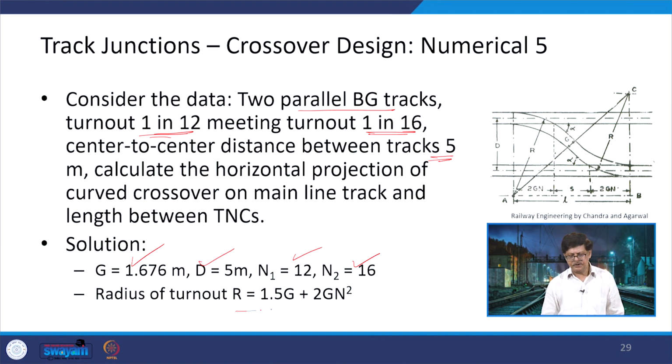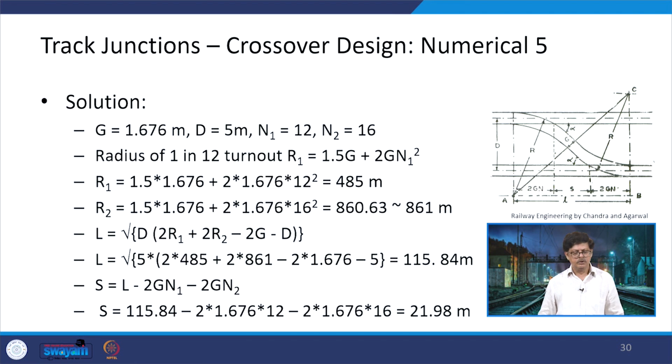Now we have to calculate the radius of the turnout. The formula remains the same, but the N value is different. Therefore, we will have R1 and R2. So, we calculate R1 and R2. R1 is calculated here for a turnout of 12. It is 485, but if the turnout is 16, it comes out to be 861. So, that is R1 and R2.